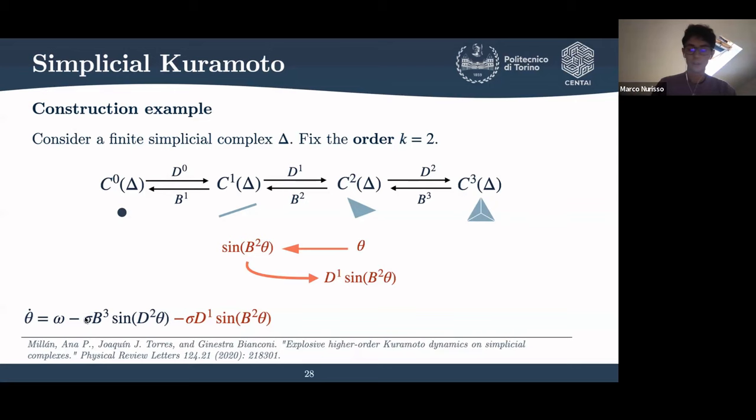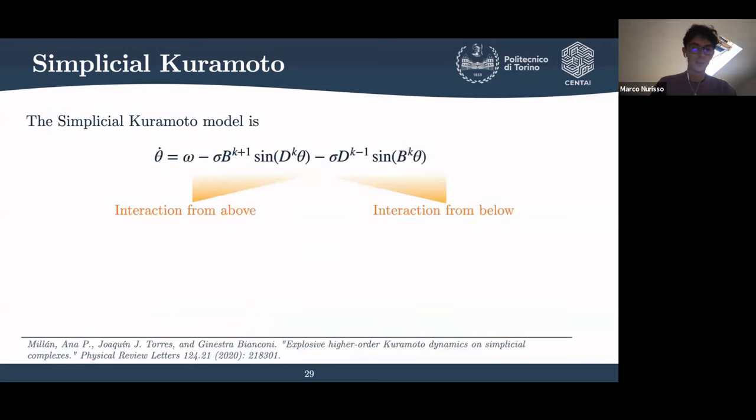Okay, so if there are no more questions, I go on. As I was saying, we get this model with 3 terms, which is very elegant and compactly written. As I told you, we have an interaction from above, so k simplices through k plus 1 simplices, and an interaction from below, k simplices through k minus 1 simplices.